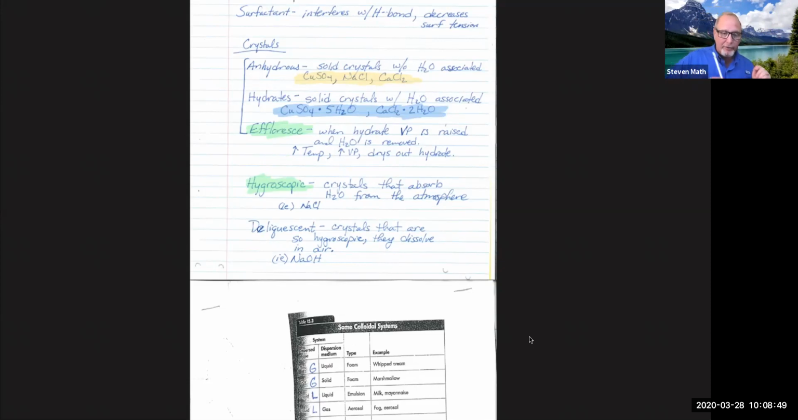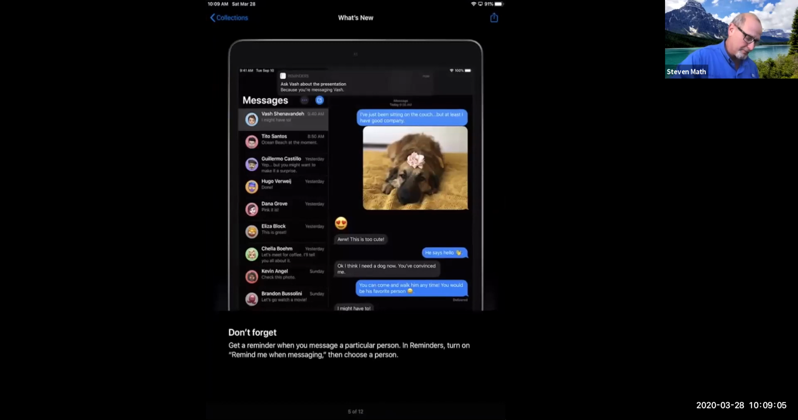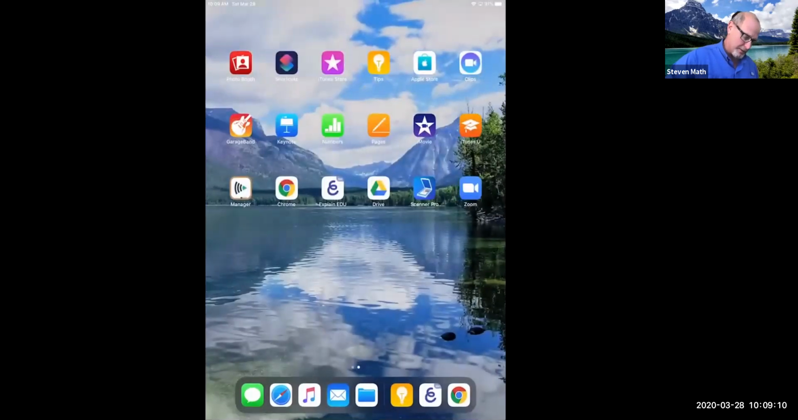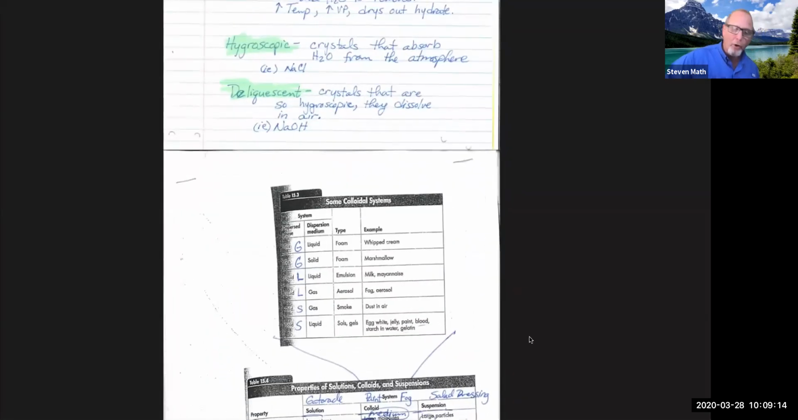Now, some things are so hygroscopic that they're deliquescent. Deliquescent crystals dissolve themselves. The most common one of these that we haven't dealt with very much yet is sodium hydroxide. Sodium hydroxide is a crystal that absorbs so much moisture that it can dissolve itself.